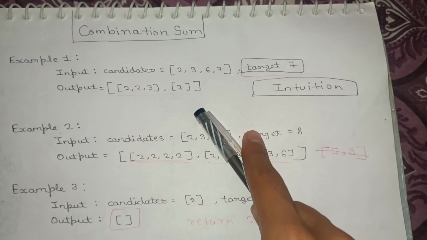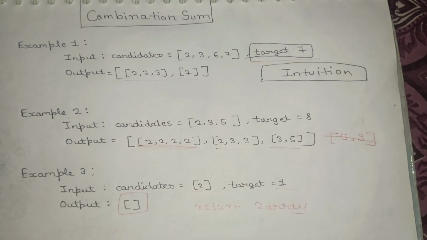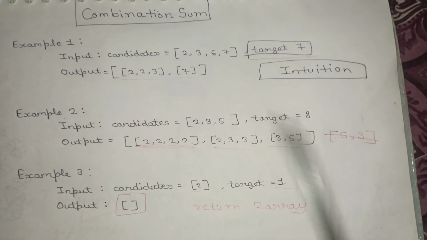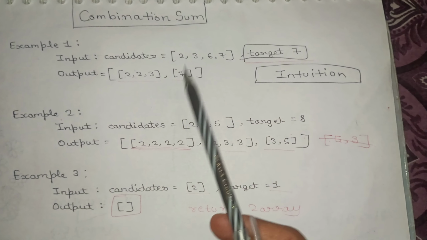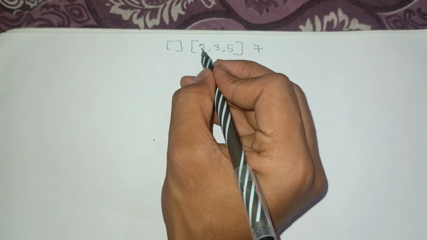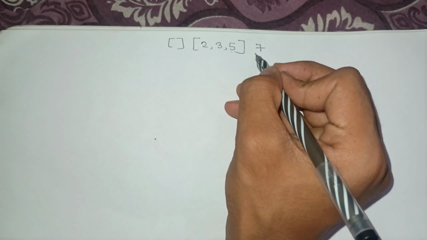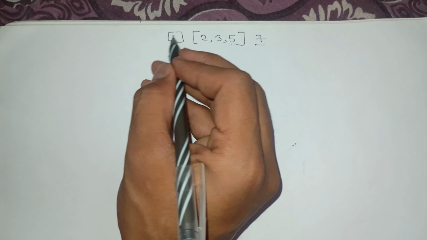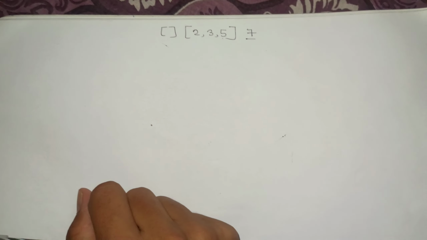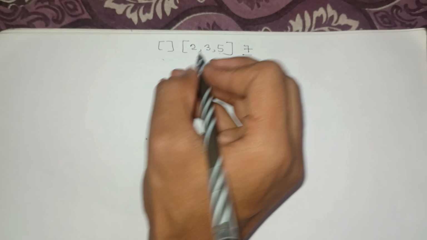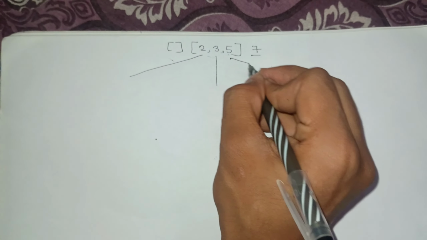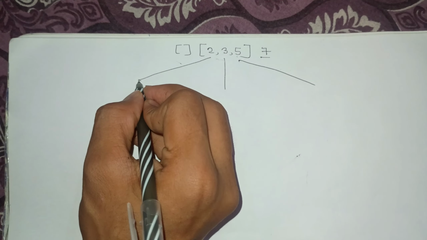Let's understand with the recursion tree how we can generate all possible combinations which can add up to the target. So let's see. I have taken 2 3 5. This is our target 7, and this is an empty array in which we will push back our combinations. So let's start. How can we do this? There will be 3 calls in each case.